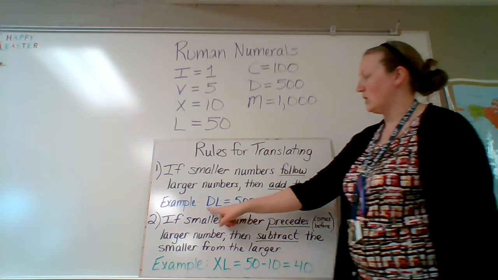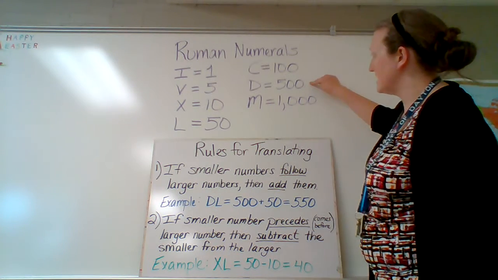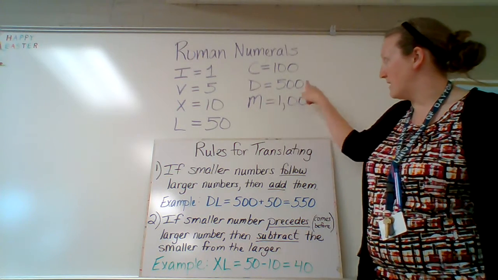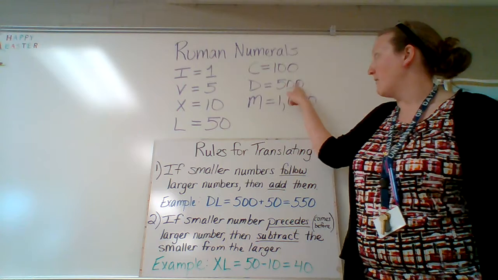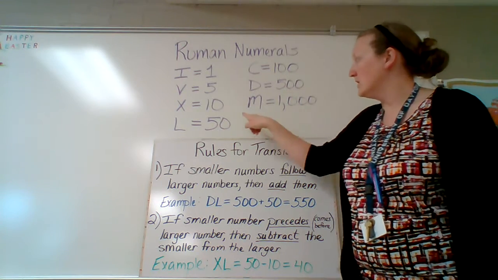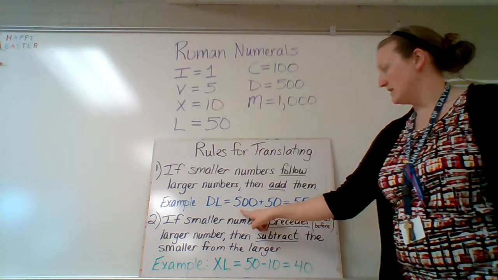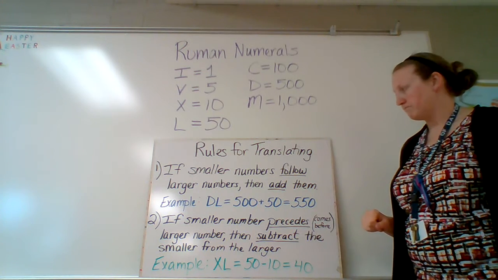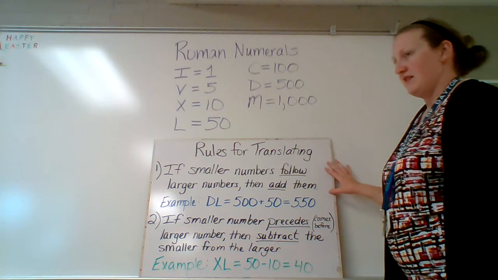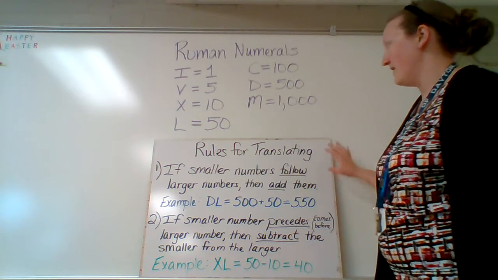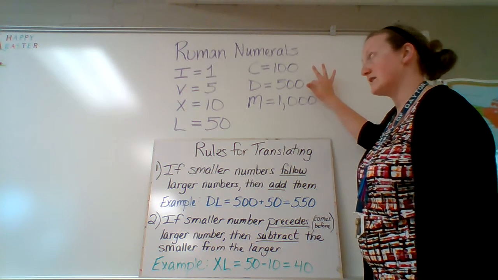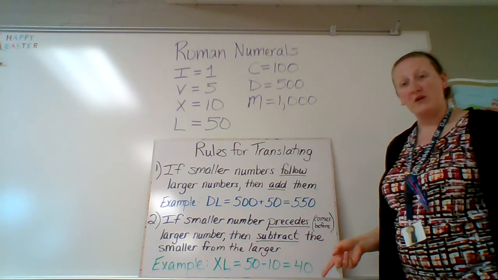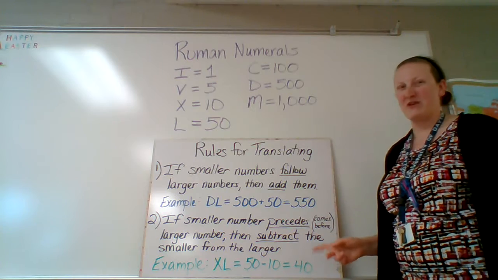add them. So I see here that my D is 500. And my L is 50. So since my bigger number 500 came first, I'm going to add my D 500 to my L 50. 500 plus 50 equals 550. That's what I do when I have a bigger number first, followed by a smaller number. If I have the other way around though, then I'm going to subtract.